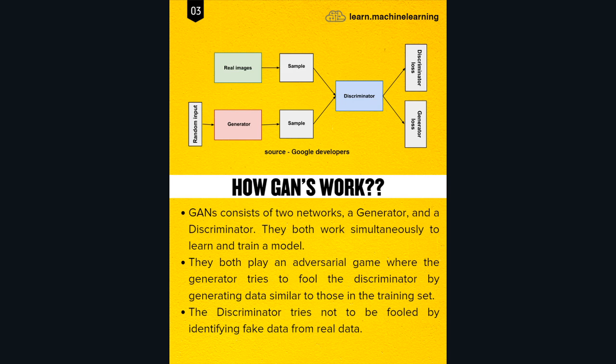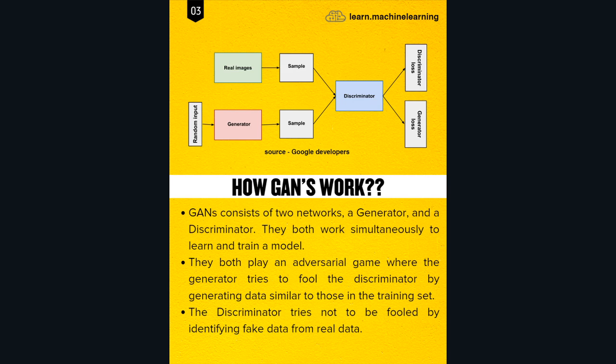The underlying technology of Toonify is completely a GAN. GAN stands for Generative Adversarial Network, where it has two networks. One is the generator and the other one is the discriminator. They both work simultaneously to learn and train a model. They play an adversarial game, where the generator always tries to fool the discriminator by generating data similar to those in the training set.